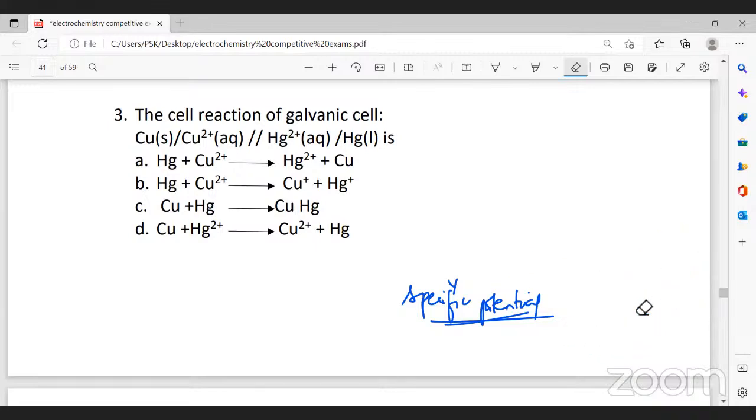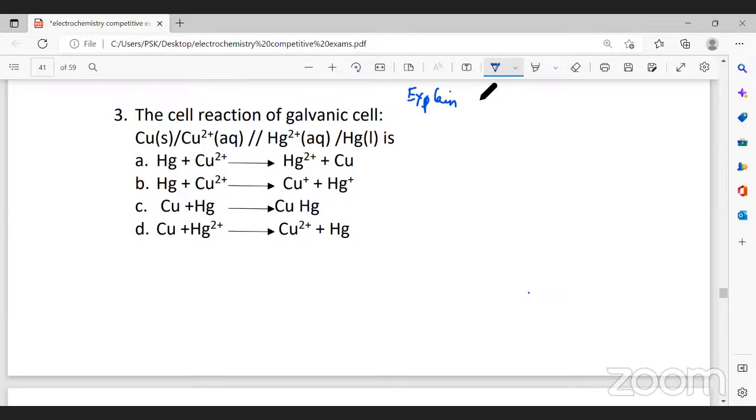We will learn the construction and working of the standard hydrogen electrode. Explain the construction and working of the standard hydrogen electrode. It is abbreviated as SHE, standard hydrogen electrode.